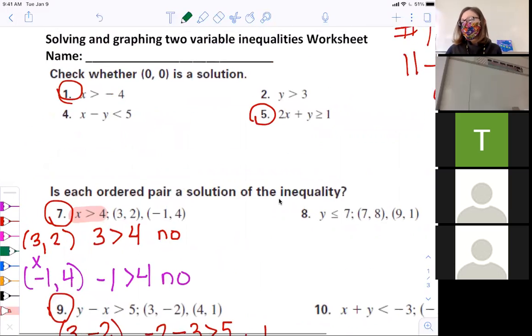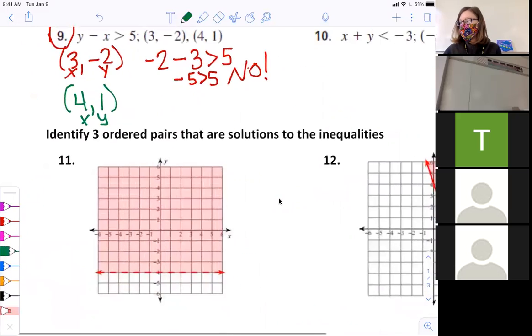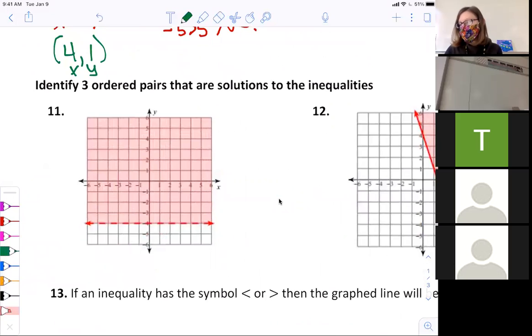The first 3, you're doing the same thing, but you're just plugging in 0, 0 for 1, 3, and 5. So x is 0 and y is 0. So then you have to do 11 to 20, and you're doing all of them.